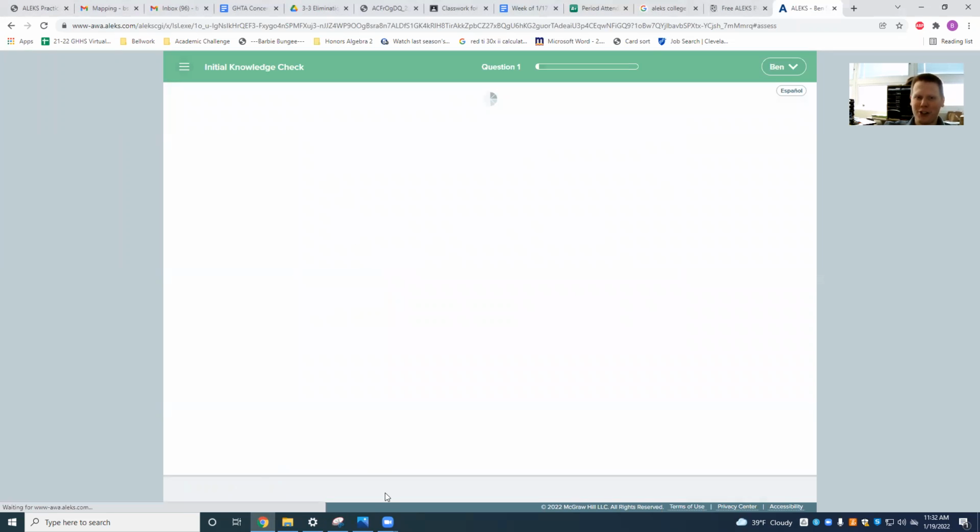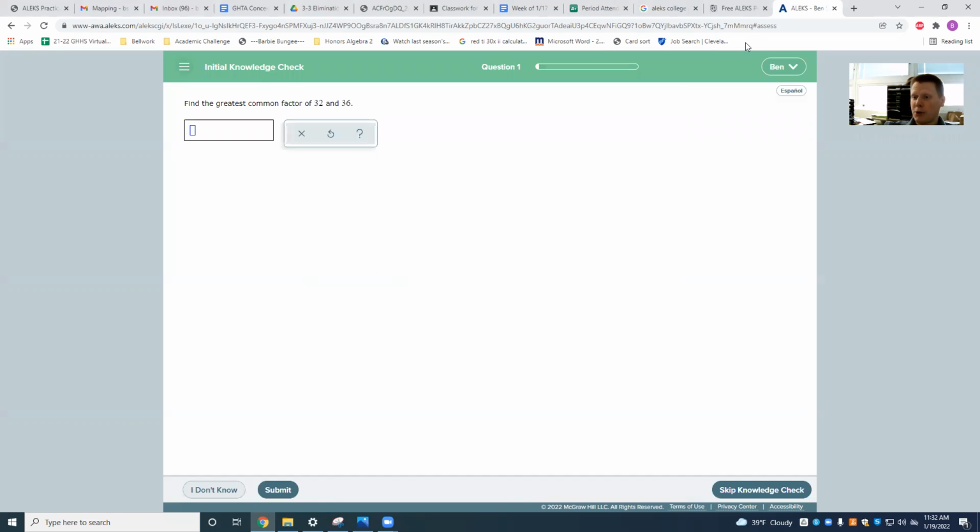But you'll click Start Knowledge Check, and it will start with questions. Like I said, I don't know exactly how this initial knowledge check works, but I'm assuming the more questions you get right, it'll probably get a little bit higher level. If you miss questions, it'll probably get more basic. That's how the actual ALEKS test works. I don't know if this is the same exact thing.